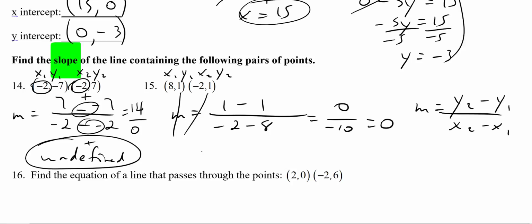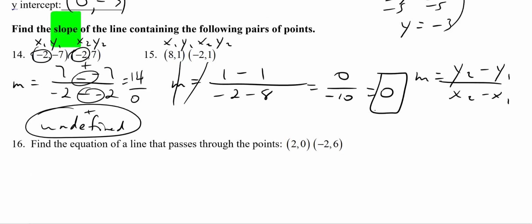It's automatically y equals 0, or sorry, the slope is equal to 0. The equation is y equals 1, if I ask you for the equation. Okay? So anyway, this is the slope, 0. All right, cool. Let's keep going here.